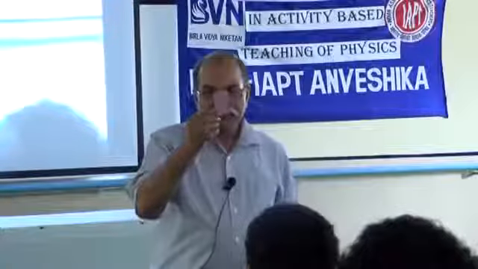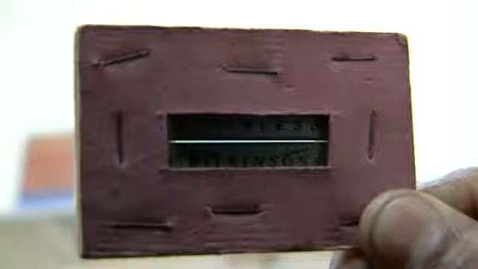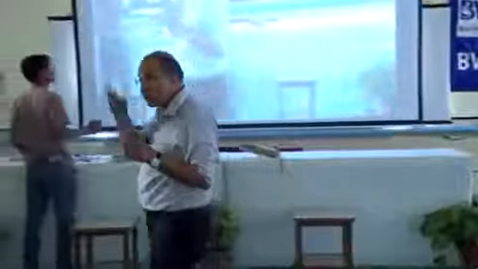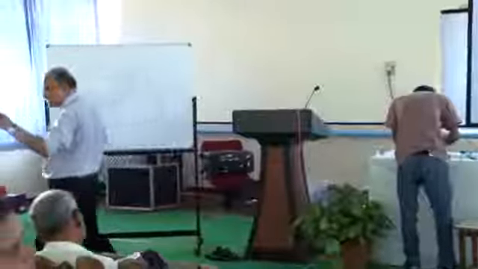We have a slit. You can see these are two pieces of a razor blade, and the sharp edges are facing each other, so that there is a small opening in between. You just take a razor blade, break it in two parts parallel to the longer side, and the two sharp edges should come in the middle, and then you can prepare this kind of a slit, an opening.